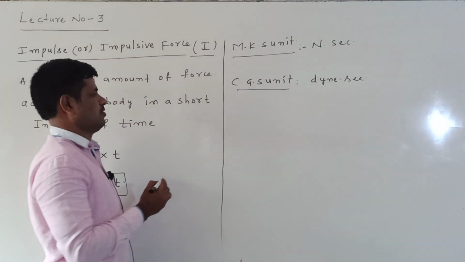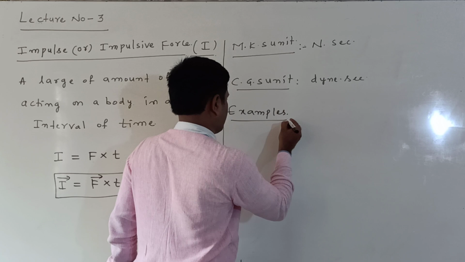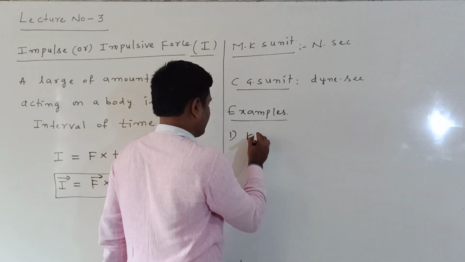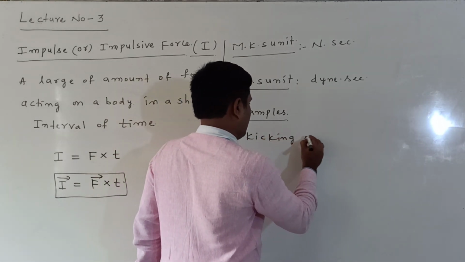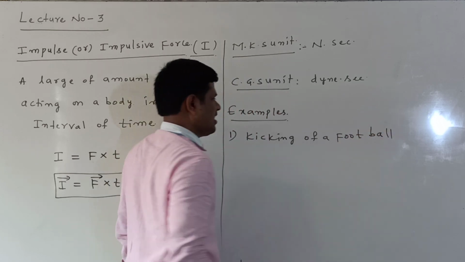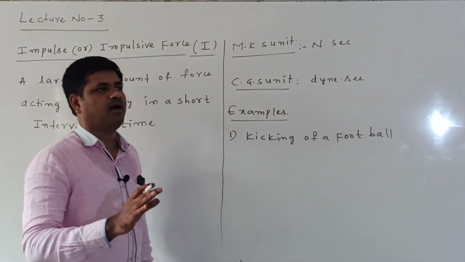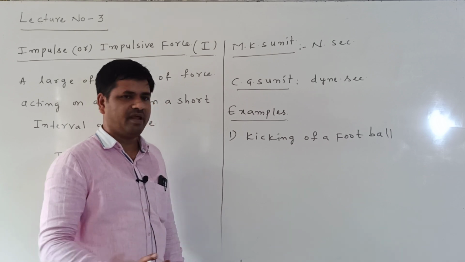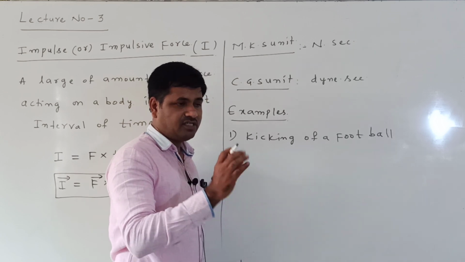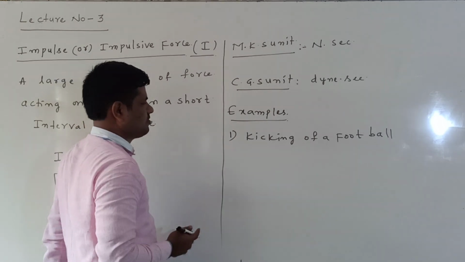Next, what are the examples of impulsive force? The first one is kicking a football. When a football is kicked, what happens? The football player applies force on the football within a short interval of time. That is an example of impulse or impulsive force.